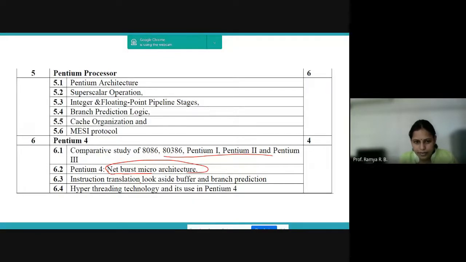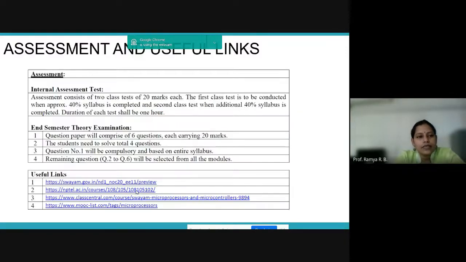Okay, and then some concepts like translation lookaside buffer and hyperthreading technology. All these are involved in increasing the performance and efficiency of microprocessors. So this is what is there in your syllabus.